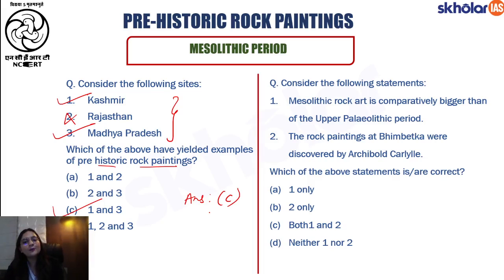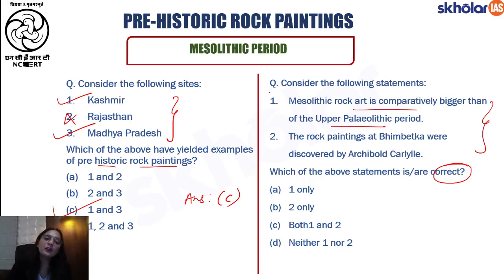Now students, let us move on to the next question. It contains 2 statements and we need to identify that which among these statements are correct. Now the first statement says that Mesolithic rock art is comparatively bigger than the Upper Paleolithic period. Now students, this is going to be an incorrect statement. Why? Because I had just told you when we were talking about the Mesolithic art that the difference between the Upper Paleolithic and Mesolithic art is that whatever was being depicted in the Mesolithic rock art was comparatively smaller in size, and that is why the reverse of this statement will be correct.